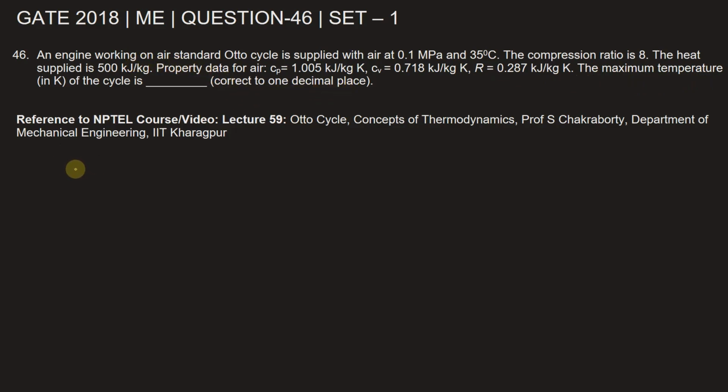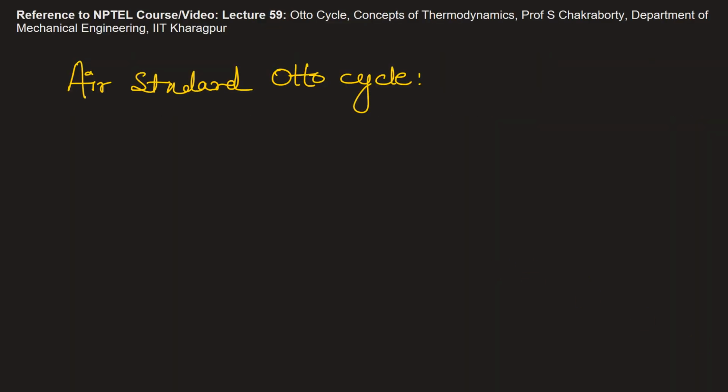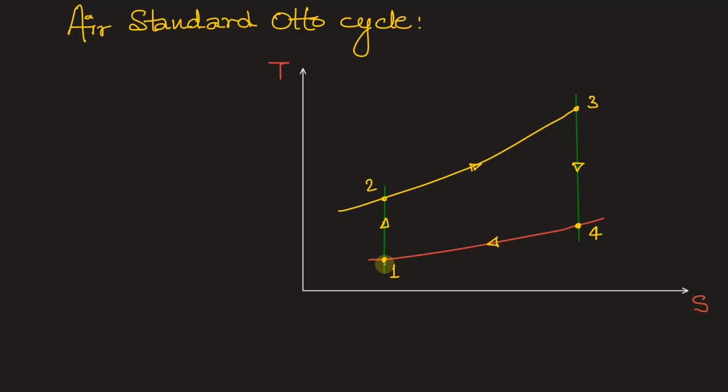As given in the problem, the engine works on air standard Otto cycle. Let's see the TS diagram of an air standard Otto cycle. In the problem it is given that T1 is equal to 35 degrees Celsius or 308 Kelvin, and the pressure P1 is 0.1 megapascal.